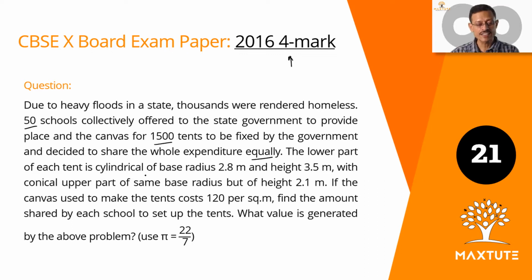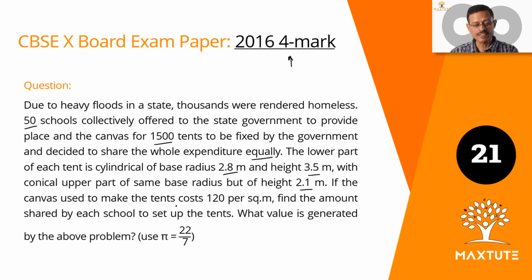The lower part of each tent is cylindrical of base radius 2.8 meters and height 3.5. So the base is a cylinder. These are the dimensions. 2.8 meters is the radius and 3.5 is the height. With a conical upper part of the same base radius but of height 2.1 meters.